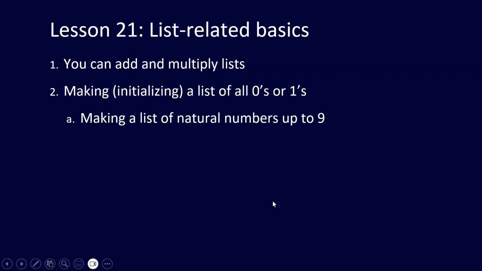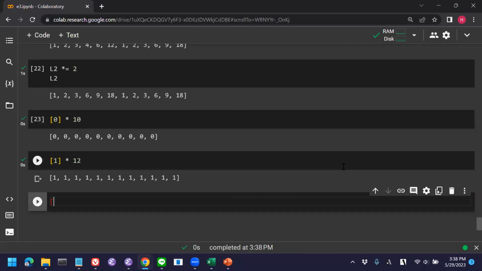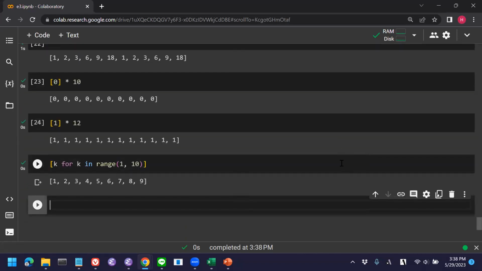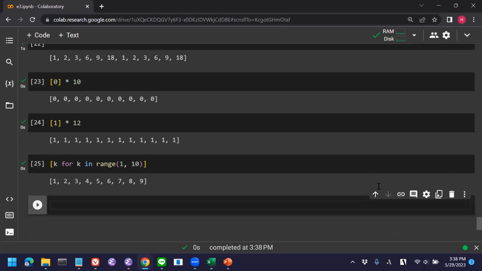Making a list of natural numbers up to 9. Maybe you know this. You can make it by list comprehension: k for k in range(1, 10). So this will produce what we want, 1, 2, 3, 4, 5, 6, 7, 8, 9. The length is of course 9. How about 21 through 29? You can do it, right?